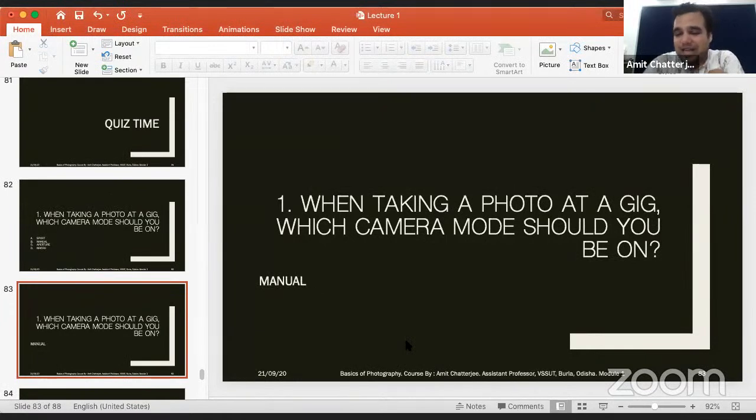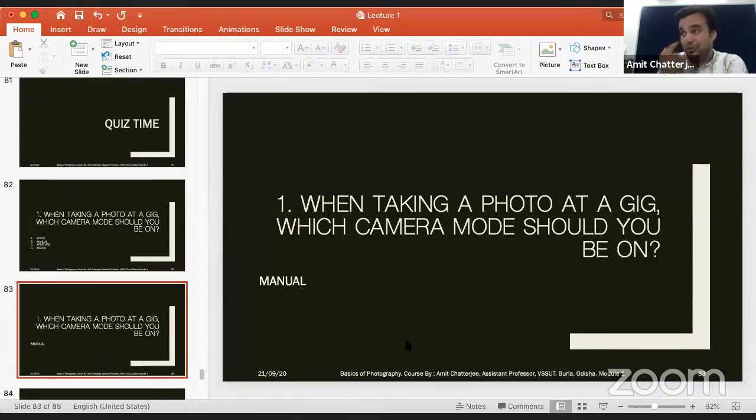Sports photography? Okay. No, you are not right, guys. The answer is actually manual, because in a gig it's not just the speed that matters, it's also the light that's changing. You don't know when it's going to get dark, or when they are going to open the floodlight and everything is going to brighten up. So you need complete control over your camera, not just over the speed. Although speed is there, you will require manual but not sports.